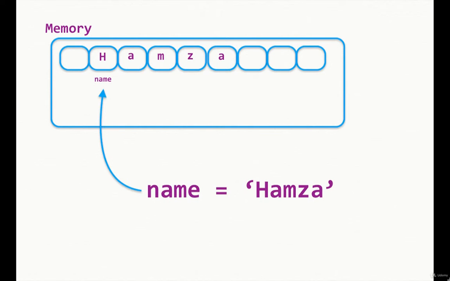Similarly, like numbers, every string has a memory location. So every letter of a string occupies a block in memory. In this example, I have assigned the string Hamza to the variable name. So the alphabet H is stored in some random block of memory and alphabet A in another and so on for all the other alphabets. Now let's move to the code editor and write some string examples.